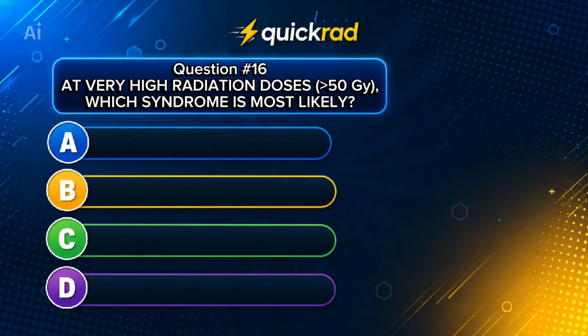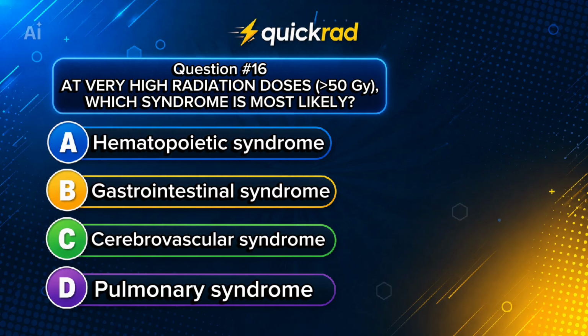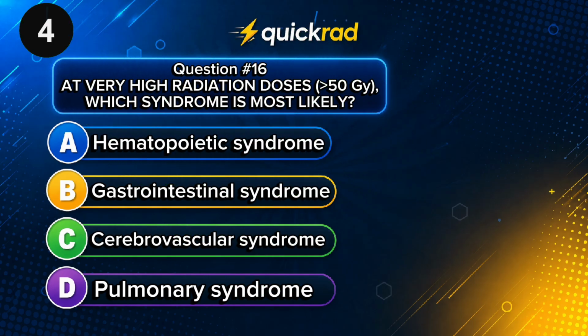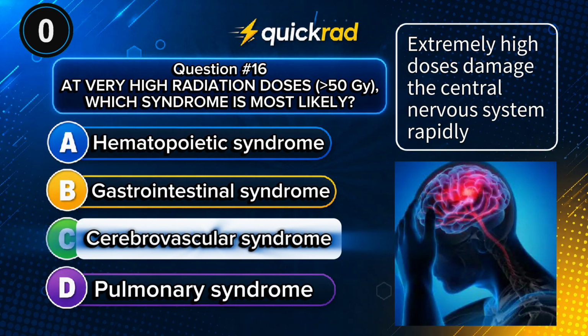Question 16. At very high radiation doses, greater than 50 gray, which syndrome is most likely? Correct answer C. Cerebrovascular syndrome. Extremely high doses damage the central nervous system rapidly.